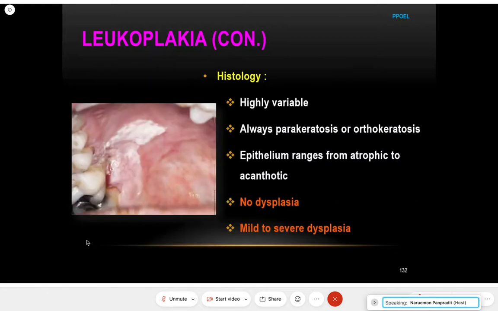So for leukoplakia, as I told you, the histology can range from no dysplasia, to mild dysplasia, until squamous cell carcinoma.